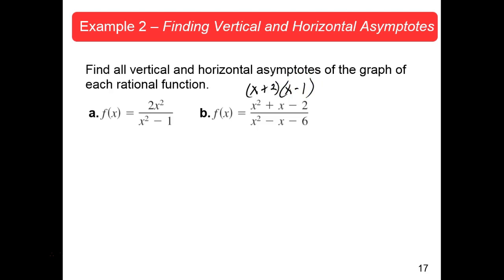X times x is x squared. That works. This would be minus x plus 2x. It will give you a plus x minus 2. Perfect. Okay? How about the denominator? Will it factor? We don't know. If it will, what's going to be the first factor? X times x. Sign of the last term is negative, so it's plus and minus again. And then we have two numbers that multiply to be 6, but because they're on different sides, their difference is 1. Minus 3 plus 2. And what do you notice we have here, folks?